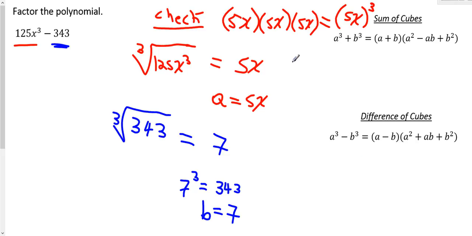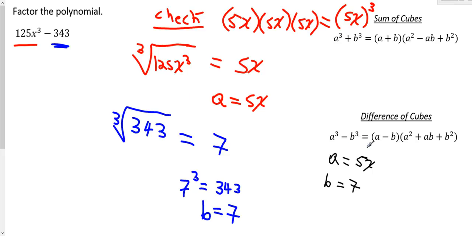So in this formula, I have A is 5x and B is 7. So now let's factor this thing then. From this formula, if I'm going to factor this, I have the left-hand side, right? I have 5x raised to the third power. 5x raised to the third power is 125x cubed. And I have 7 raised to the third power. So minus 7 raised to the third power.